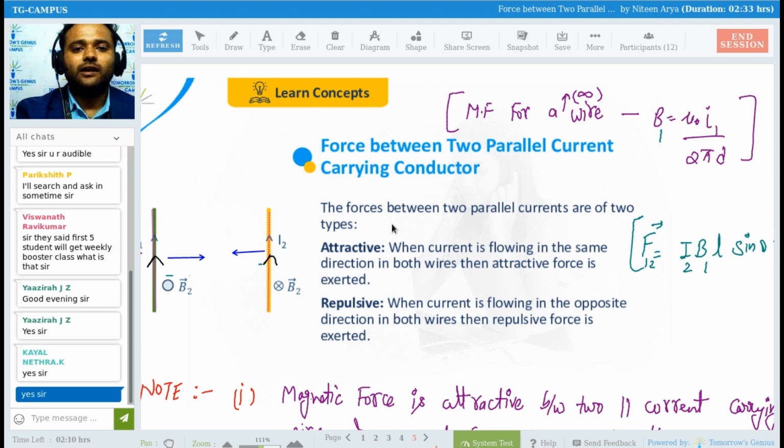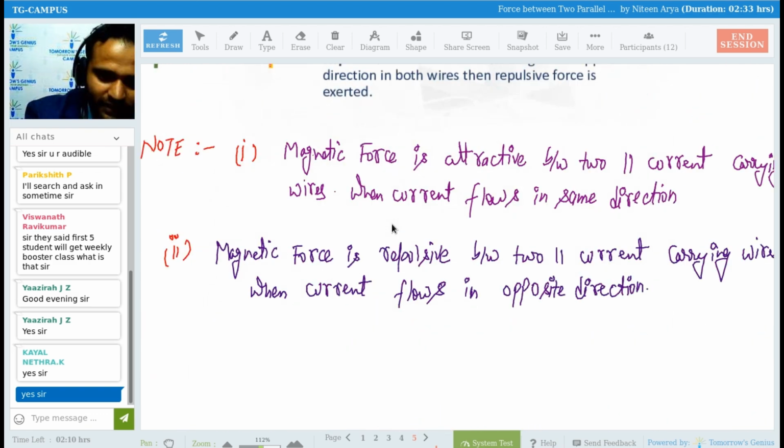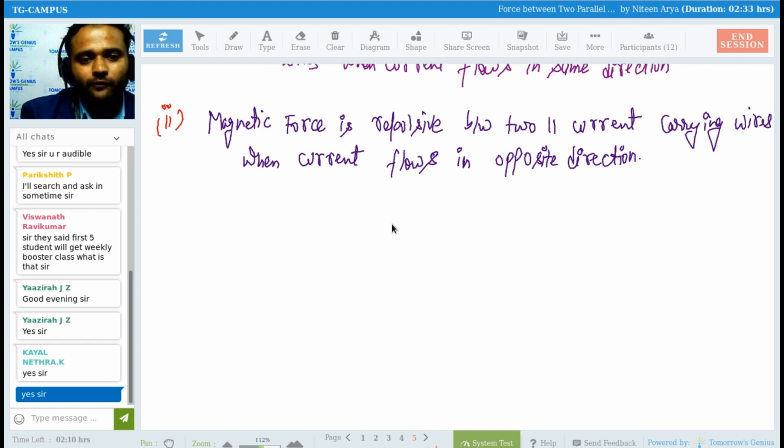Opposite means what? One behaves as a north pole, one behaves as a south pole. Then they are going to attract. But if both sides behave as a south pole or a north pole, they are going to repel. Simple. You know this thing simply. Is this clear? Okay, understand first of all what is happening here.